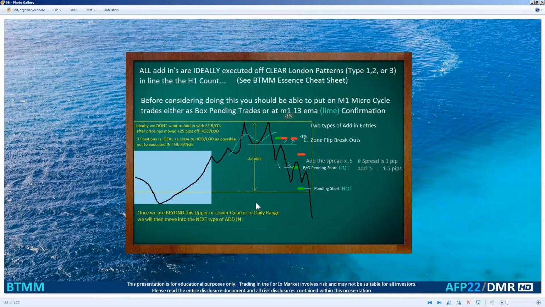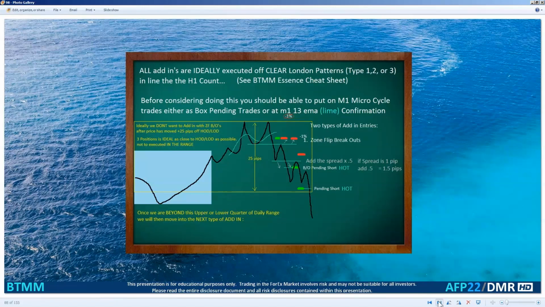But obviously you're going to want to translate this. A pair like Pound New Zealand is going to be a lot bigger than 25 pips as a quarter of the daily range. A pair like Euro Pound might be less than 25 pips as a quarter of the daily range. Once we're beyond this upper or lower quarter of the daily range, we will then move into the next type of add-in. Right? We're not going to deal with the zone flip breakout stuff. We're only doing the zone flip breakouts at the extreme, close to the extreme of price, and then as it progresses down into price, but certainly not beyond about a quarter of the daily range.